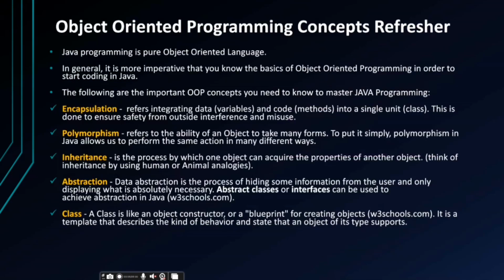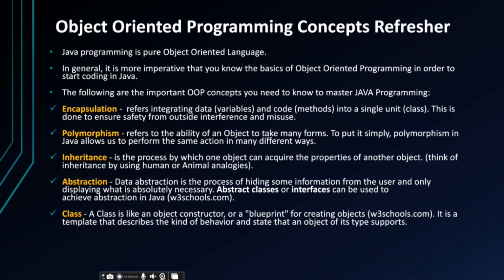In object-oriented programming, we have the general concepts that we have to know. That includes encapsulation, which refers to integrating data, that is the variables, and code, that is methods, into a single unit, that is a class or an object. This is done to ensure safety from outside interference and misuse. Then we've got polymorphism, which refers to the ability of an object to take many forms. To put it simply, polymorphism allows Java to perform the same actions in many different ways.